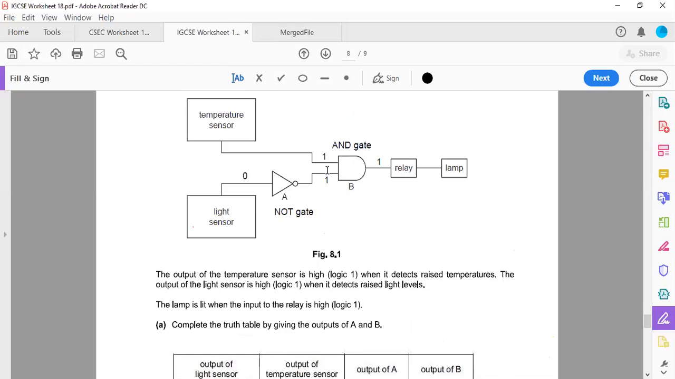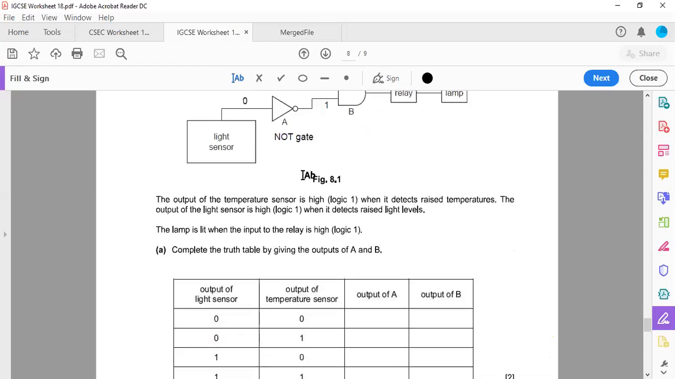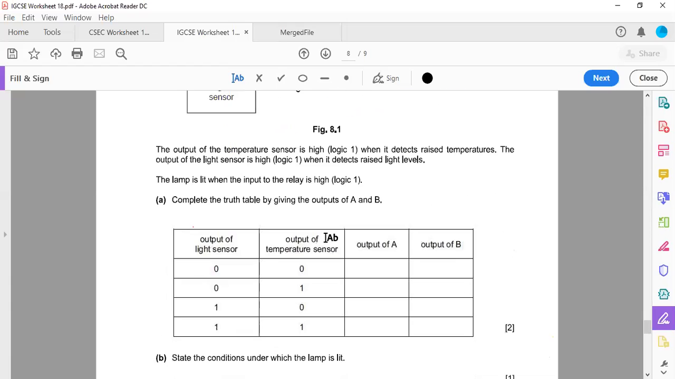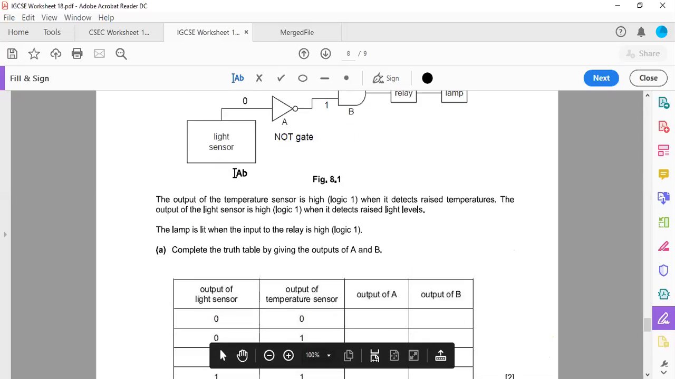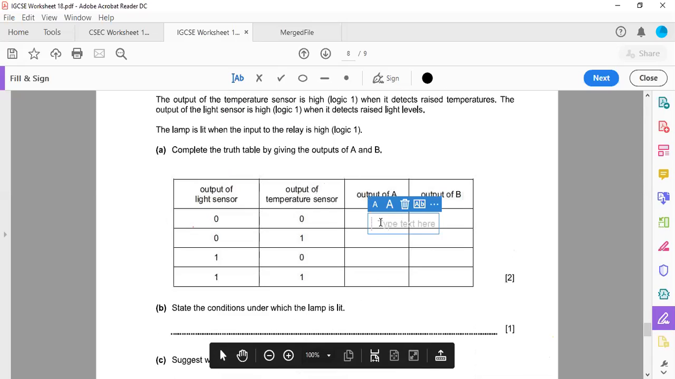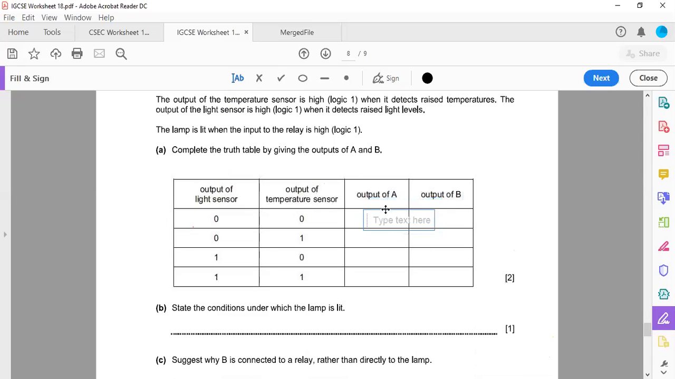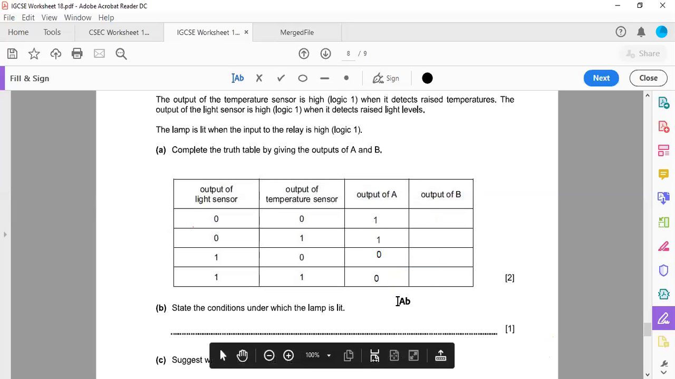So the output of E, where's E? The output of E here. That's basically a NOT gate we're dealing with. So the output of A is the NOT gate, so the NOT of the light sensor. So we go into the light sensor. NOT means opposite. So if your light sensor is 0, then your output is going to be 1. 0, 1, 1, 0. You're going to be 0 as well.